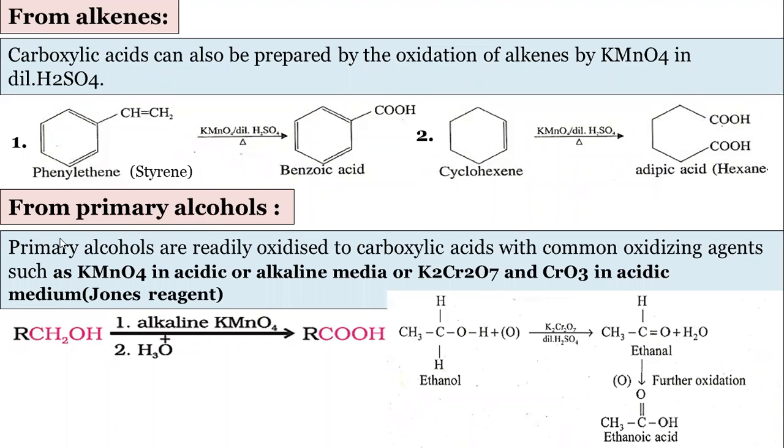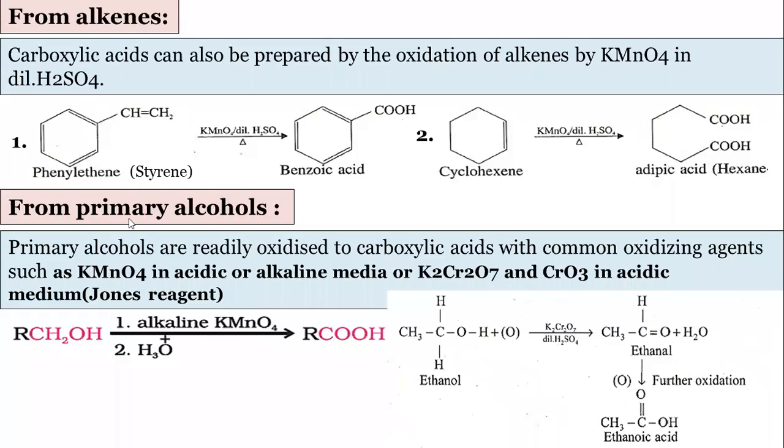Then from primary alcohols. This reaction we have already completed many times. On oxidation of this alcohol, we get aldehyde first, and aldehydes on oxidation give carboxylic acids. This reaction we already learned in chapter number 10 also. Again, I will explain. Primary alcohols are oxidized to give aldehydes, and aldehydes on oxidation give carboxylic acids. If strong oxidizing agents are used, we directly get carboxylic acids. If mild oxidizing agents are used, alcohols on oxidation give aldehydes first, and aldehydes on oxidation give carboxylic acids.